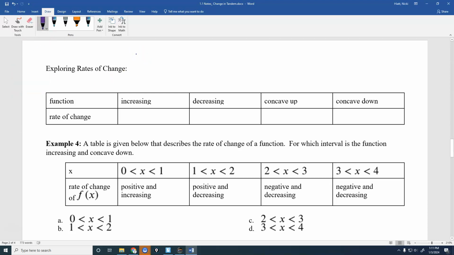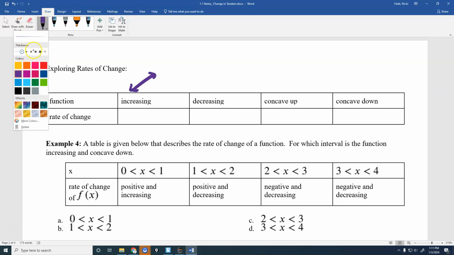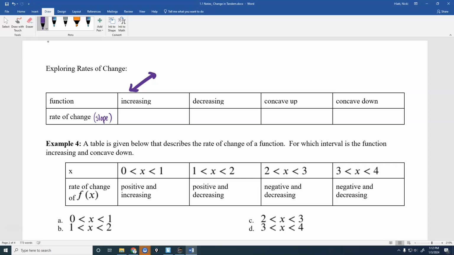All right, so rates of change. If I have something that's increasing, it looks like this. The rate of change, what's another word for rate of change you may have learned? Slope. Good. Okay, if I have an increasing line, what do I know about my slope? Positive. And if I have a decreasing line, then my slope would be negative.